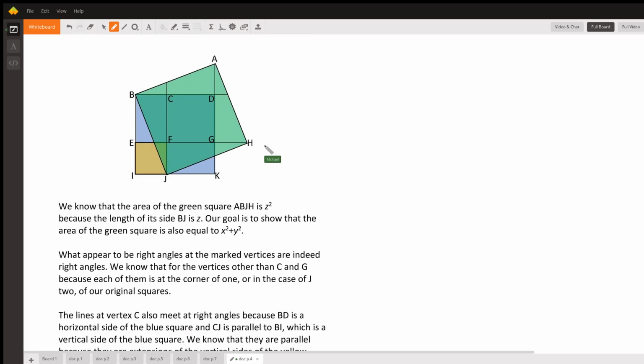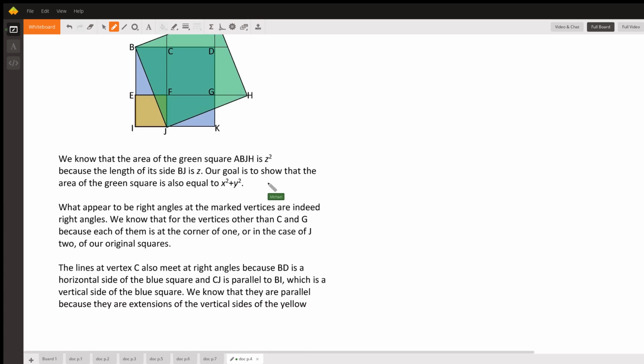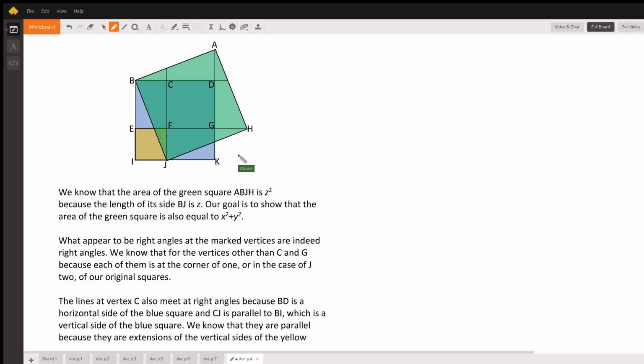We know that the area of the green square is z squared because the length of this side is z. And again, we're trying to show that the area of the blue square plus the area of the yellow square is equal to that. Now, what appear to be right angles at the marked vertices are right angles. For most of these, we know they are because they're at the corner of one of our squares. This one, it's a little bit more indirect.